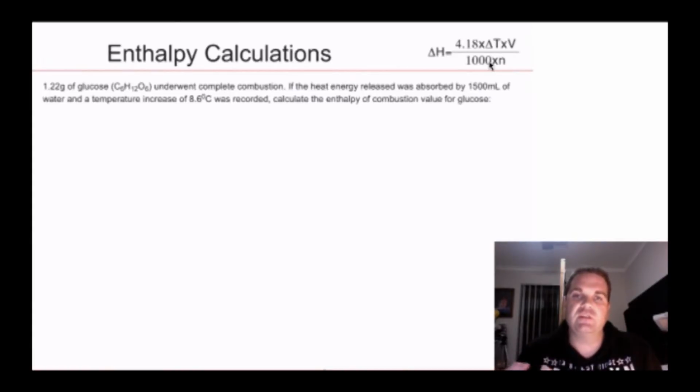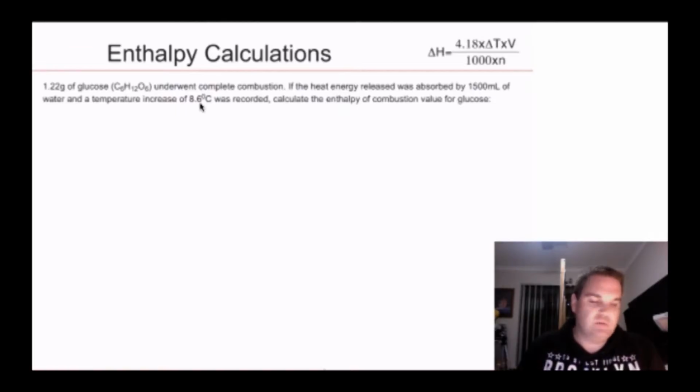And there's no energy loss to the surroundings as much as possible, and we haven't lost any energy by doing incomplete combustion. Okay, so here the heat energy released was absorbed by 1,500 milliliters of water. Now be careful about that. Sometimes in the questions they might put 1.5 liters. Got to make sure you convert it. Okay, and a temperature increase of 8.6. So because it's a temperature increase, you've got to remember that your delta T is going to be minus 8.6.